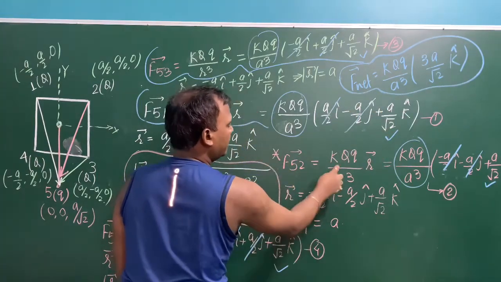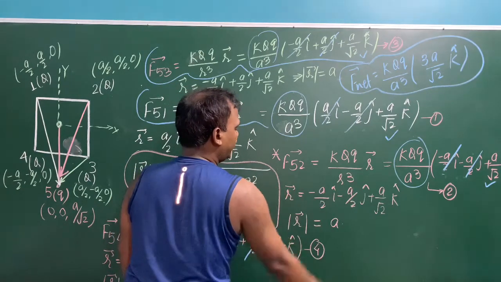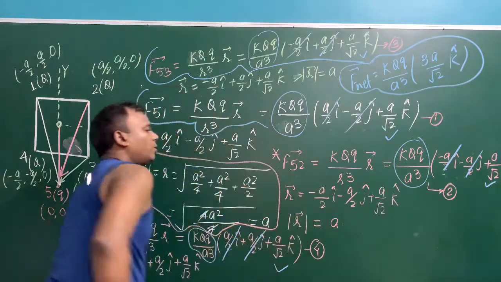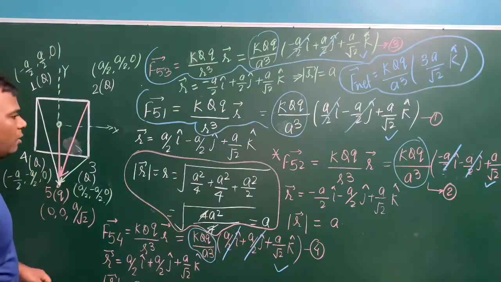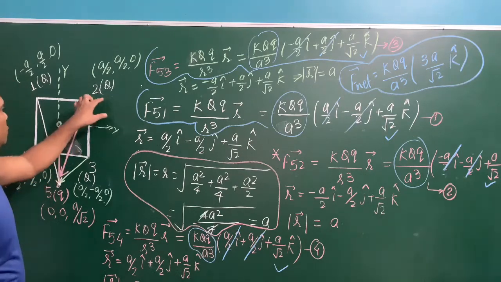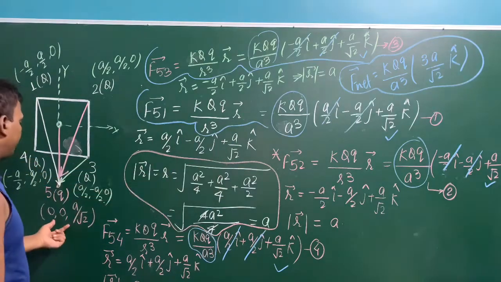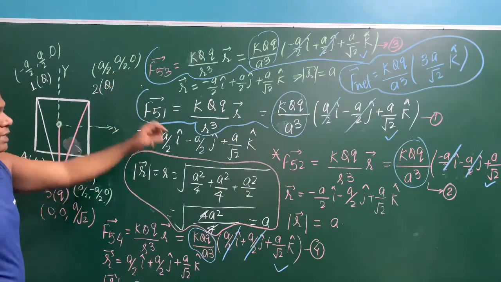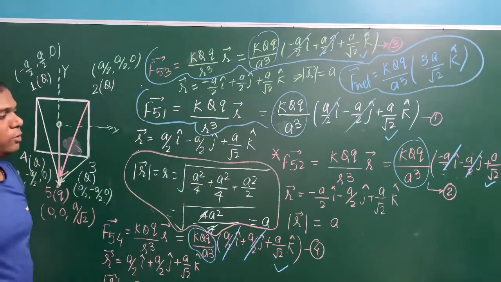Force on 5 due to 2 will be equal to K capital Q small q divided by r cube into R vector. Again R vector will be minus a by 2 i cap minus a by 2 j cap plus a by root 2 k cap. How? Force on 5 due to 2, so the coordinate of 0 minus a by 2, that is minus a by 2 i cap, 0 minus a by 2, that is minus a by 2 j cap, a by root 2 minus 0, that is a by root 2 k cap.